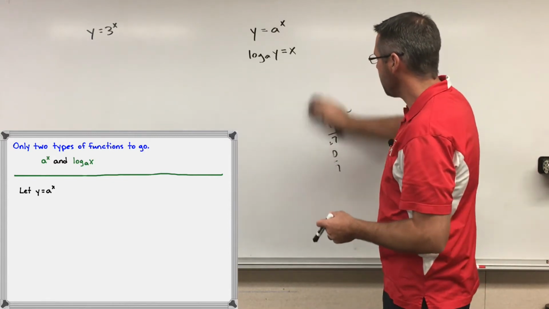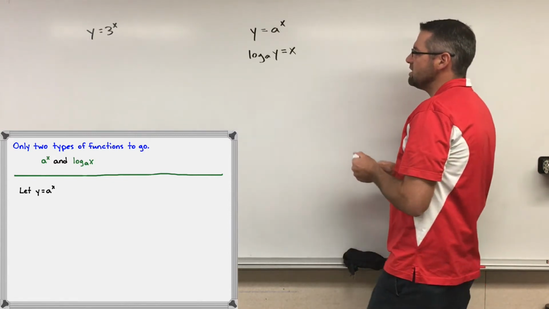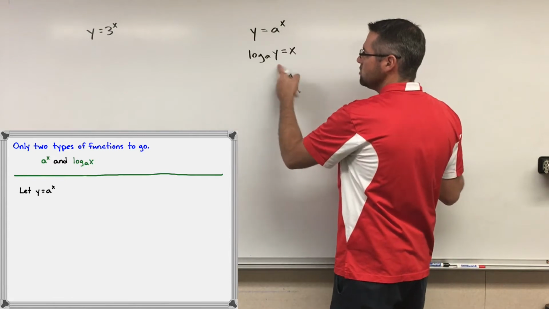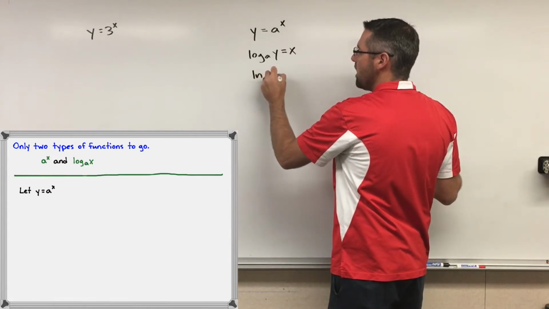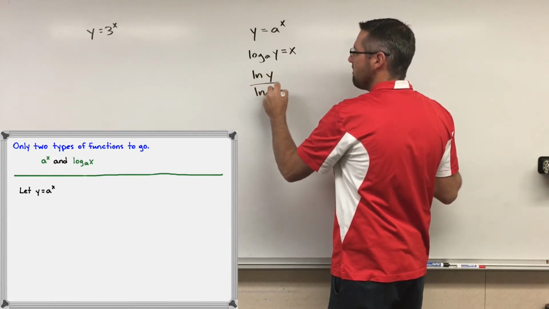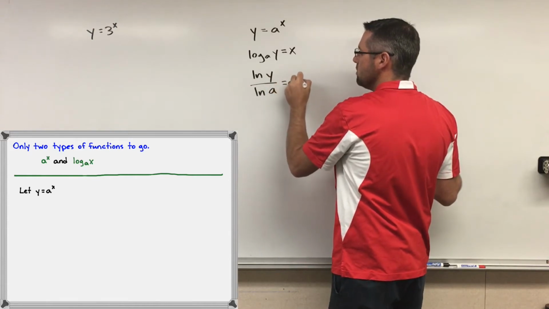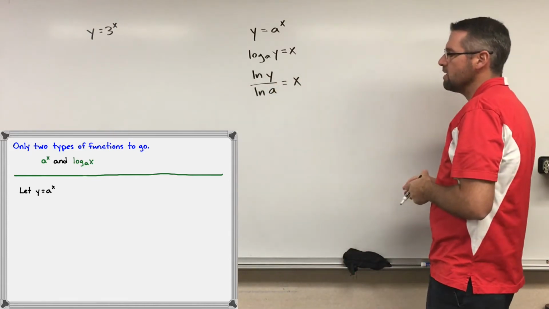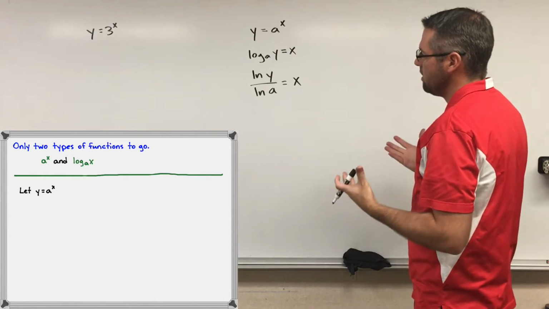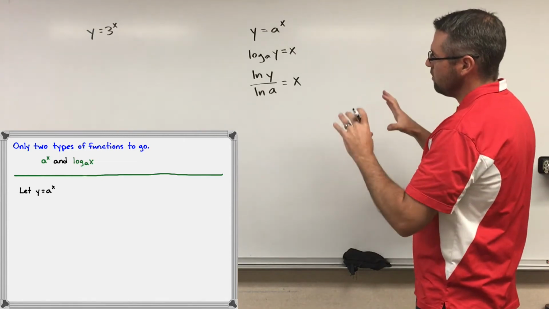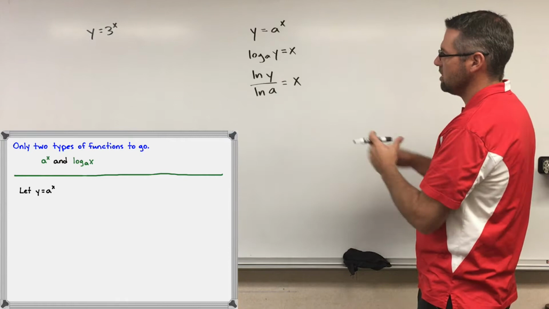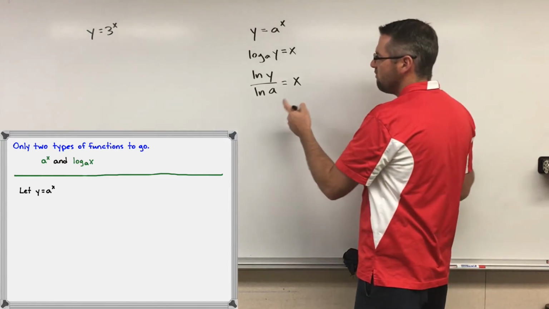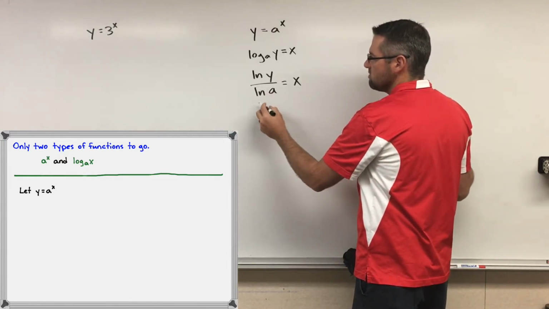So how could I rewrite this so that it is in terms of a natural log? Well, change of base would say the natural log of y over the natural log of a is equal to x. And then from here, we could take the derivative, but it's going to get a little complicated if I do. Before I do that, I'm going to multiply both sides by natural log of a.